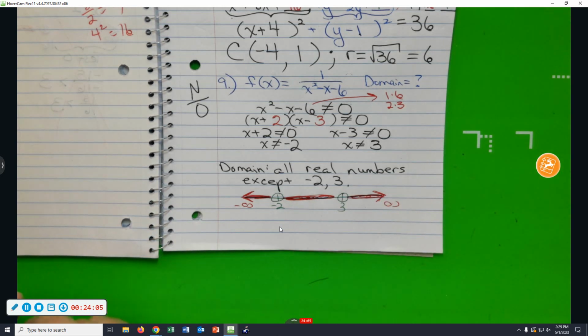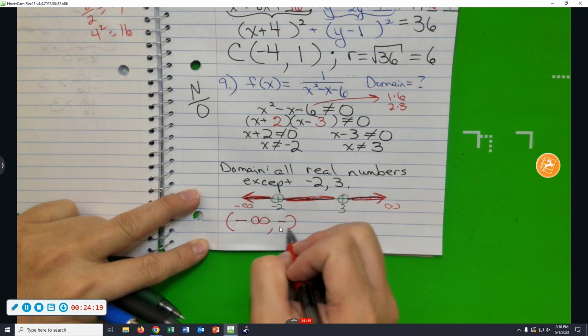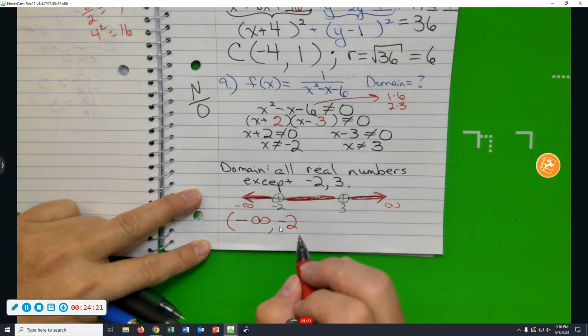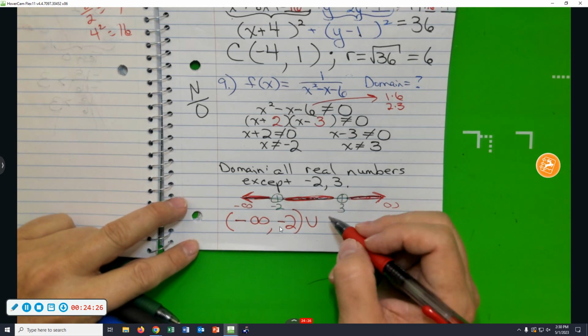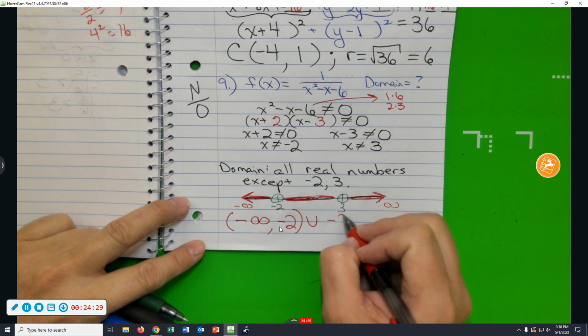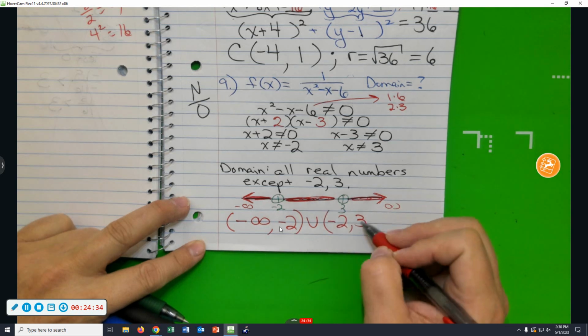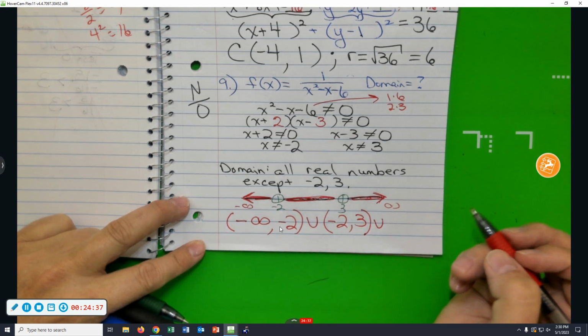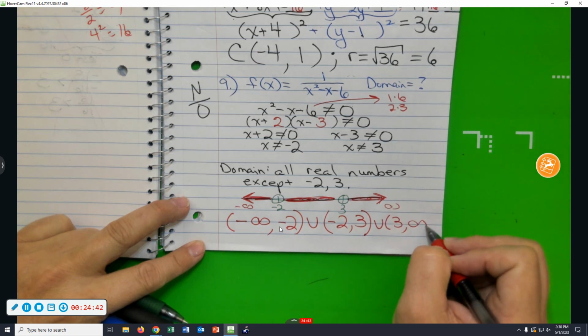So how do we write that using interval notation? Are we going to have any rectangular brackets in the interval notation? No, so it's all going to be parentheses. So parentheses, negative infinity, comma, negative 2, union. I'm writing as I'm talking. And then it would be negative 2, comma, 3. Everything's going to be parentheses, union. And then it would be the parentheses 3, comma, infinity.